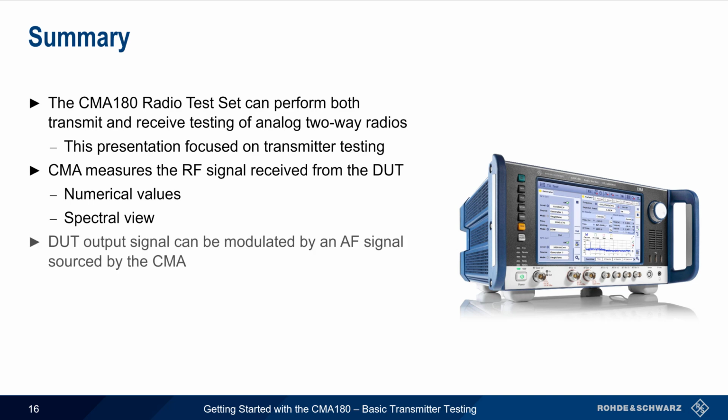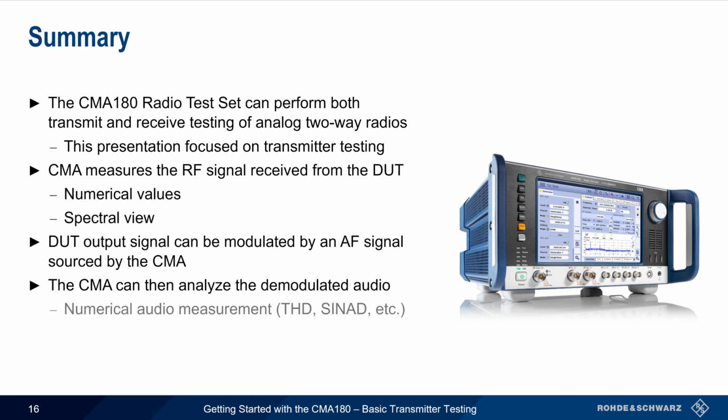An additional testing step involves modulating the radio's output using an AF signal sourced by the CMA. This is usually a 1000 Hz tone. The CMA can then demodulate this audio from the received RF carrier and perform traditional audio measurements, such as total harmonic distortion and SINAD, as well as display a spectral view of the audio signal. This concludes our presentation, Getting Started with the CMA180 Basic Transmitter Testing.